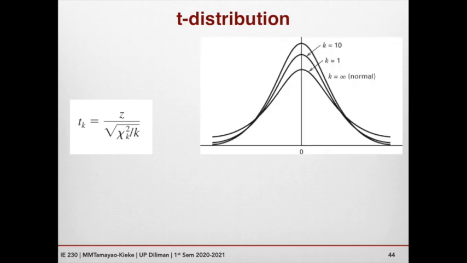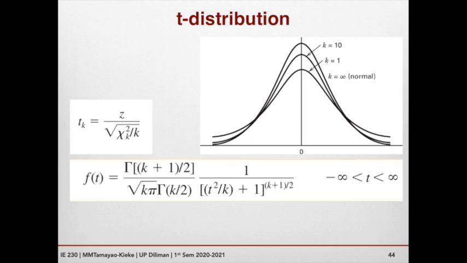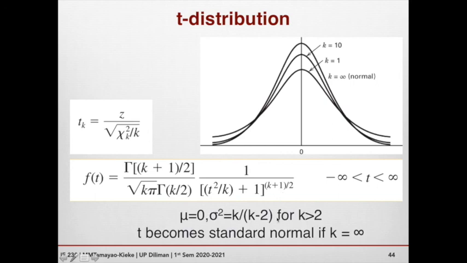This figure from Montgomery shows several t distributions, and the probability density function of t is expressed by this equation. And for k greater than 2, the mean is equal to 0, and the variance sigma squared is equal to k divided by the quantity k minus 2. Now, t becomes a standard normal if k equals infinity.